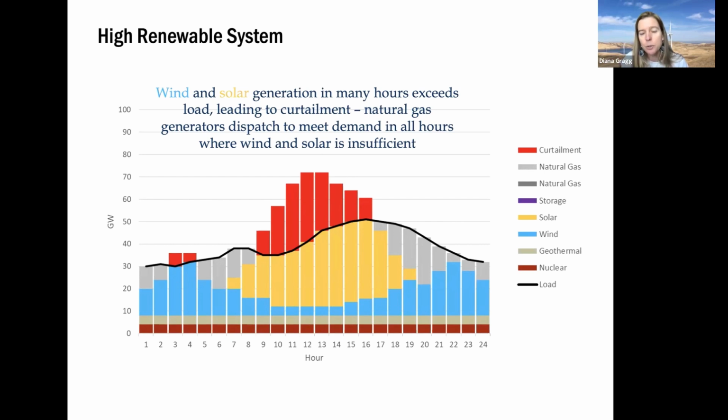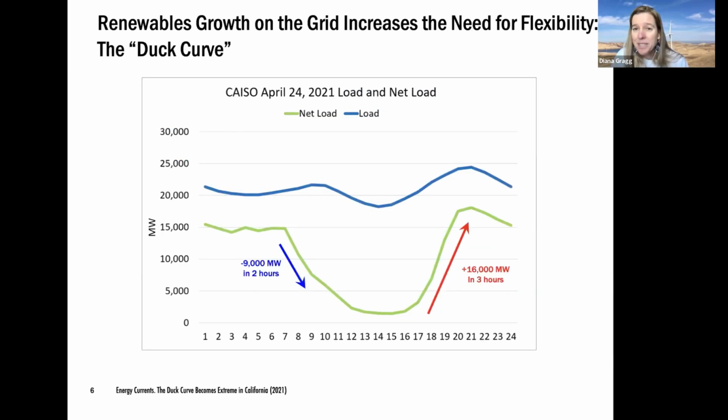So this high renewable system is something that we see in California, for example, especially in the springtime, where temperatures are still relatively cool, but we have a lot of sunshine. And so we don't have a lot of air conditioning load in the middle of the day, but we have a lot of solar production. And so we see a lot more curtailment of our solar resource, because we don't have demand matching supply at that time. What this leads to is something that is often called the duck curve.